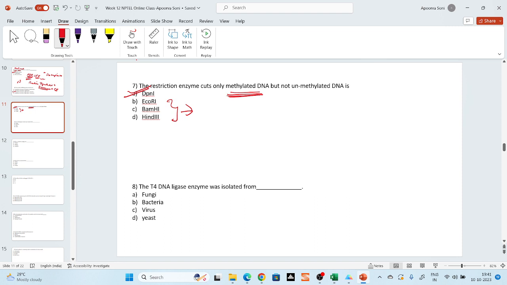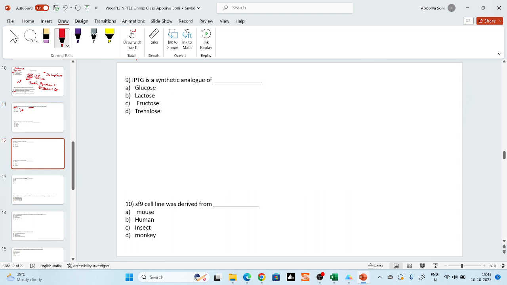Okay. Next question is IPTG. IPTG is a synthetic analog of lactose. Yeah, you are right. Then next question is, SF9 cell line was derived from? Remember SF9? Insects. Yes, insects.